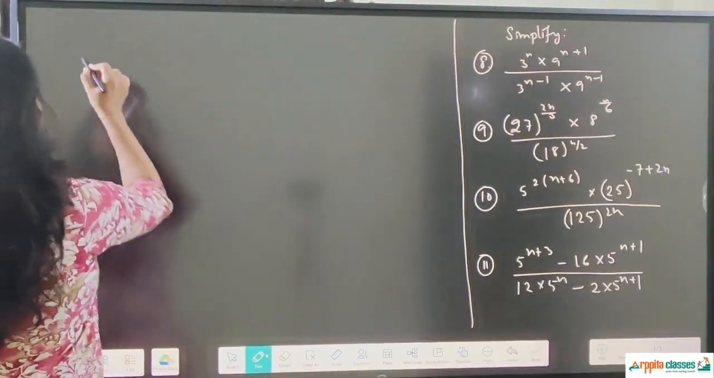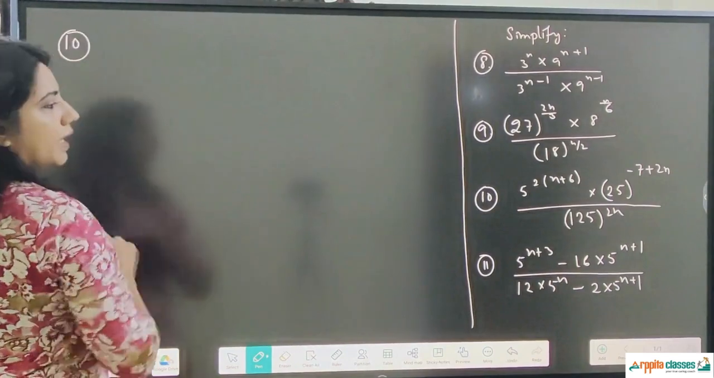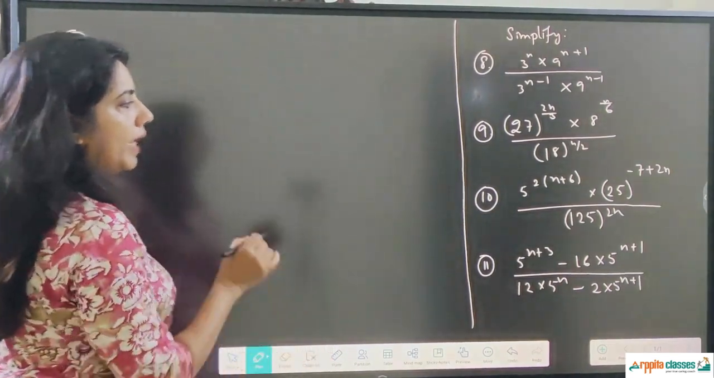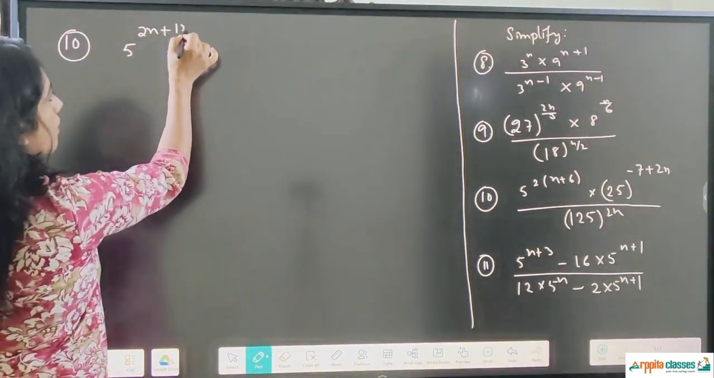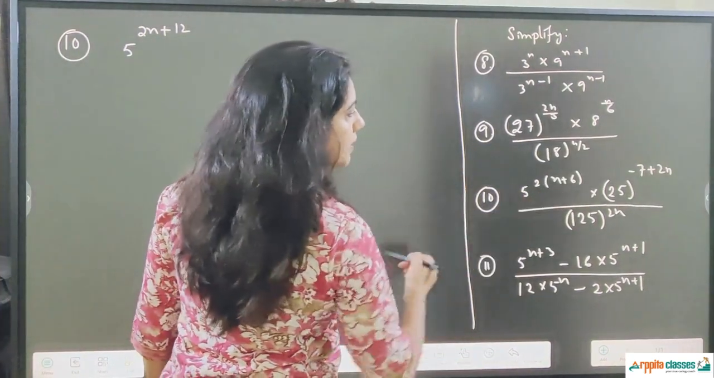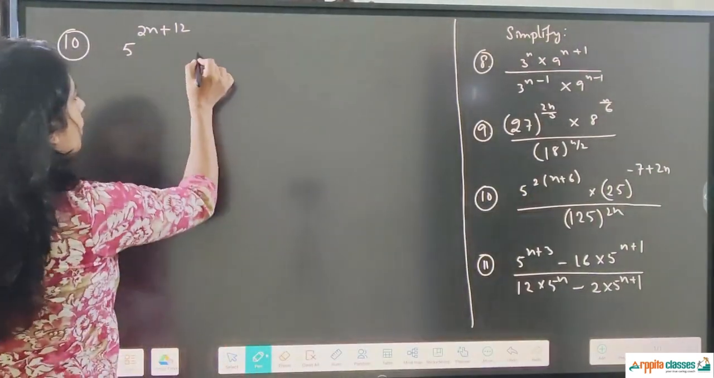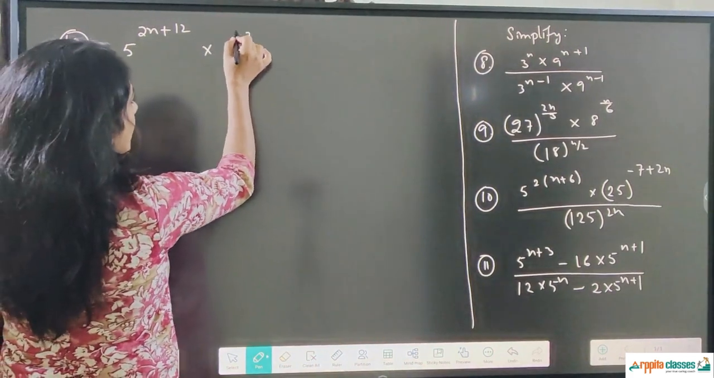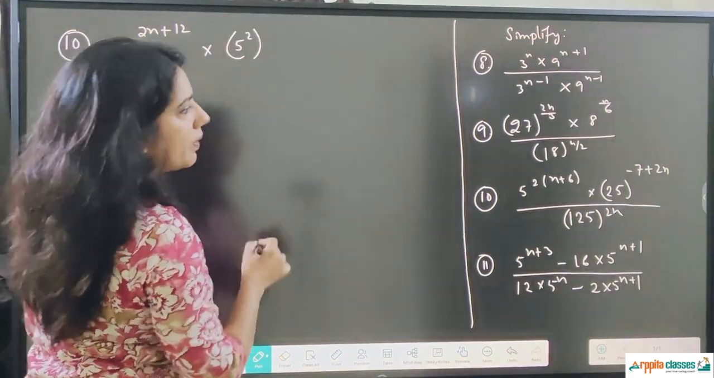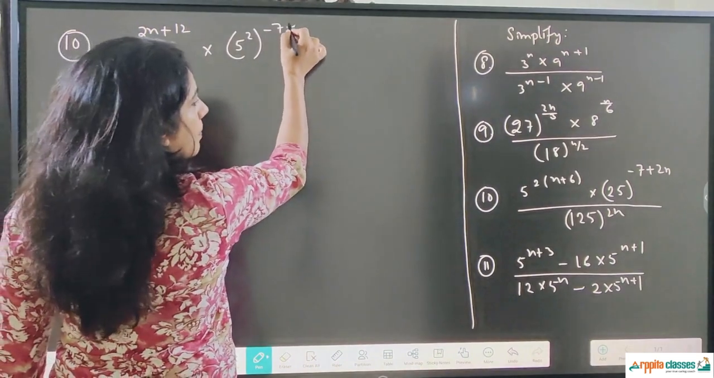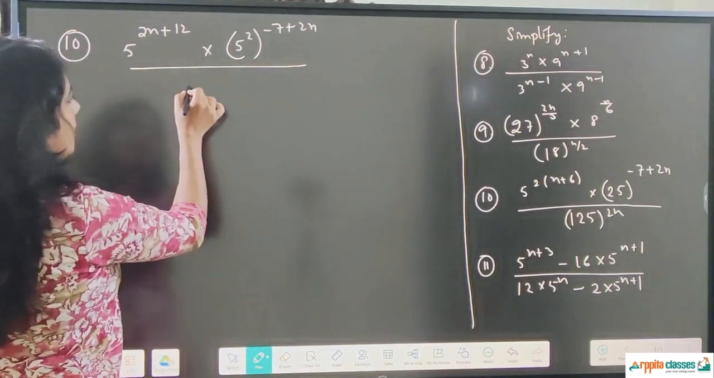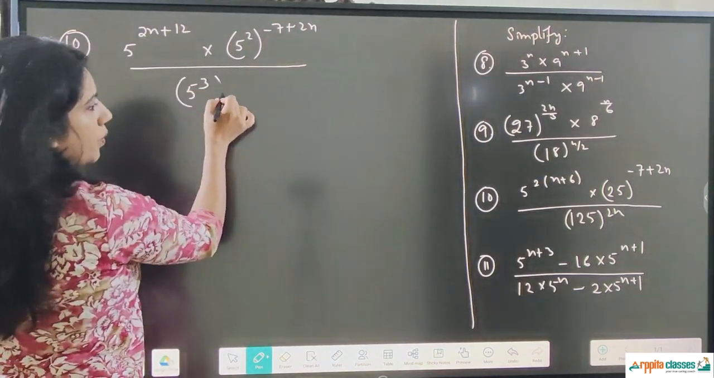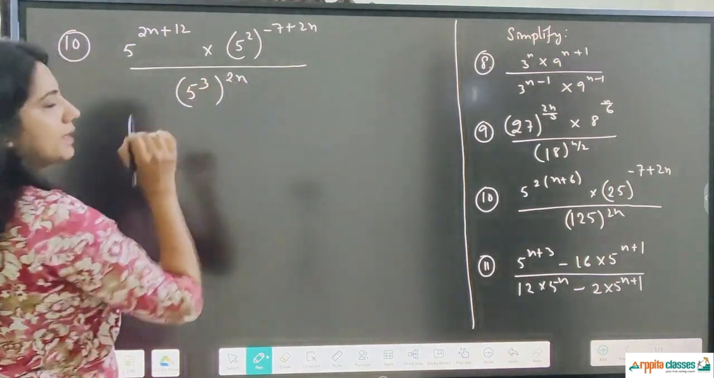So the question number 10 now. It's 5 to the power 2 whole into n plus 6, which can be written as 5 to the power 2n plus 12. I just multiplied 2n plus 6 into 2, which is 12. Then 25 can be written as 5 square, and that to the power minus 7 plus 2n, divided by 125, which can be written as 5 cube, and that whole to the power 2n.